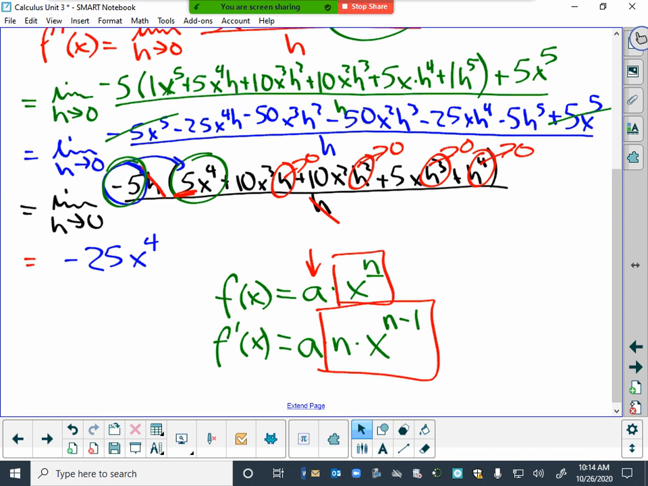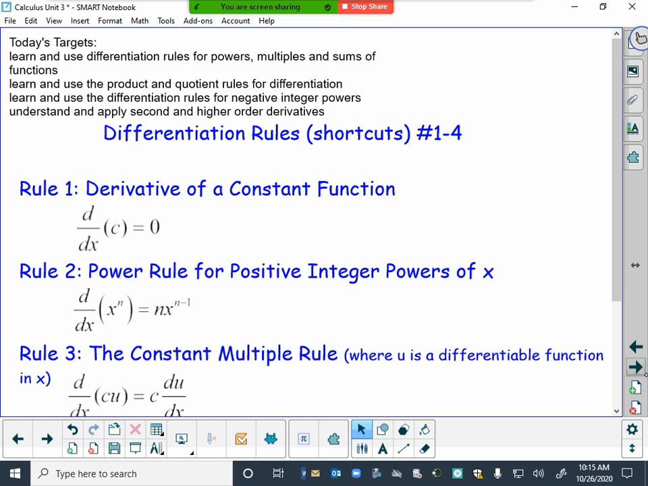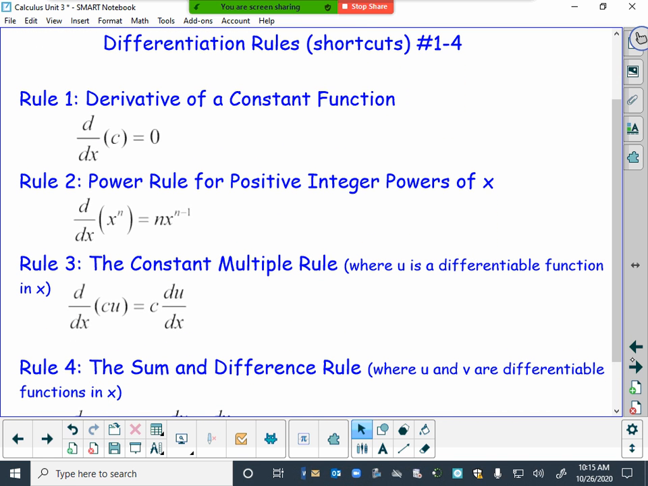Okay. Let's summarize some of these rules a little bit differently. These are differentiation rules or shortcuts. I've got 4 of them on this slide. First one says the derivative of a constant function is 0. A constant function says it doesn't matter what the input is, the output's always the same, and that creates graphically a horizontal line. And if derivative is about slope, then the slope of a horizontal line is 0, so the derivative of a constant is always equal to 0.